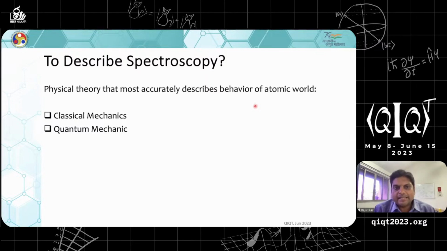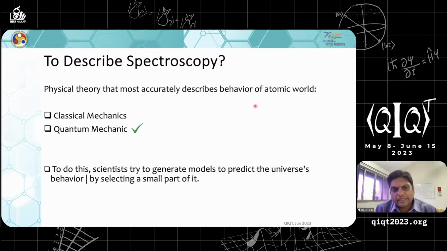But then the main issue is we can solve the macroscopic features with the classical, but not the very tiny details which are arising from the electronic origin. So from the physical theory which accurately describes the behavior of atomistic properties, quantum mechanics is of high relevance. And in order to do so, as I said, scientists are basically generating models to predict the universal behavior.